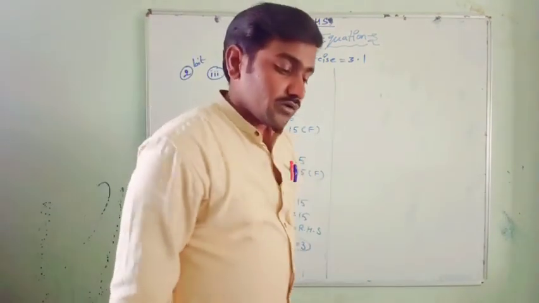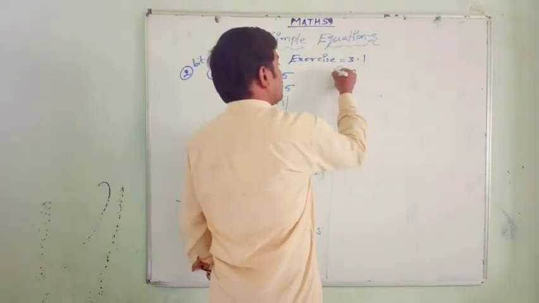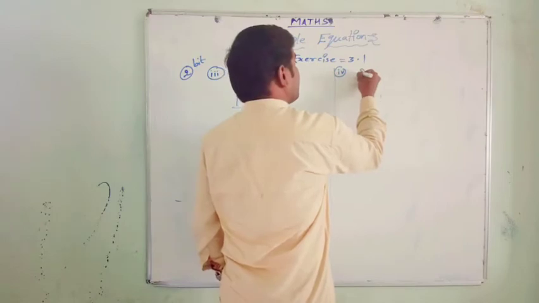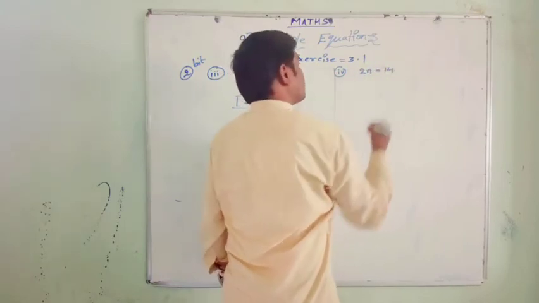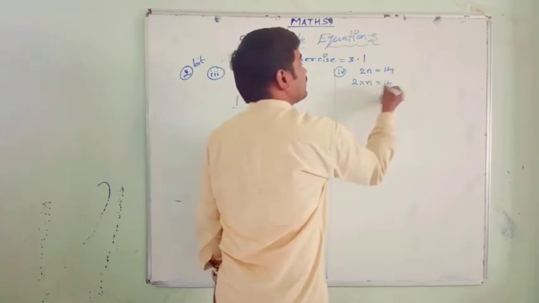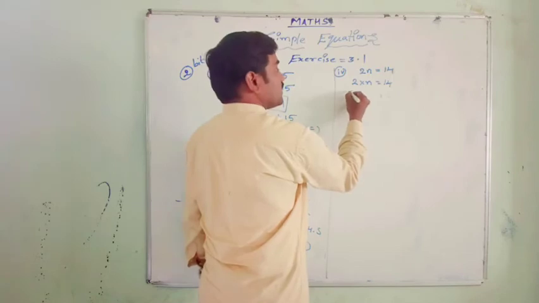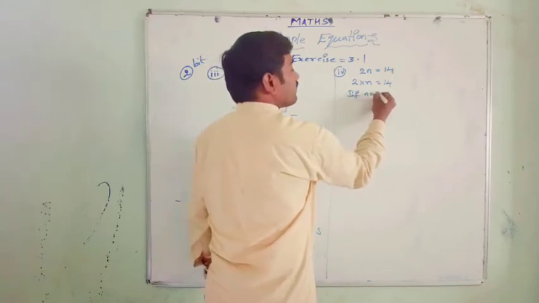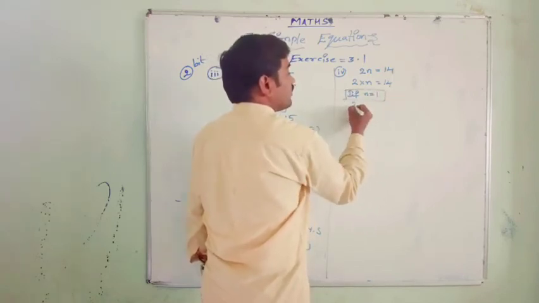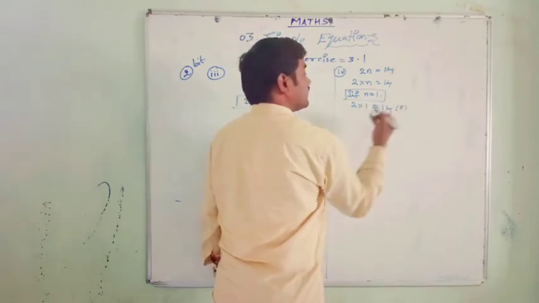Now let us do the last question, 2n equal to 14. 2n is nothing but 2 into n is equal to 14. 2 sevens are 14, we know it. Until we reach the 7 we have to do this process. If n equal to 1, let us see. 2 into 1 is not equal to 14. It is a false statement.